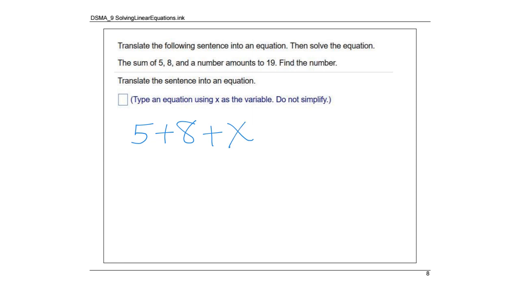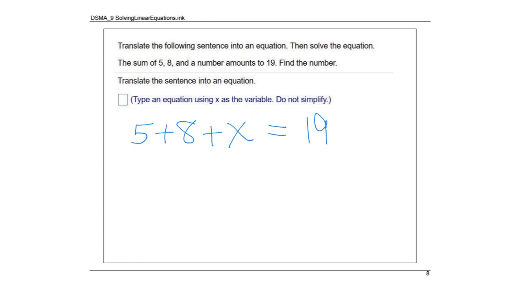If it said difference, we would subtract. It might say minus. If it says times, we're going to multiply. It also might say the product for multiplying. For dividing, it's going to either say divide or it could say a quotient. Amounts to means equal, and then we have 19.